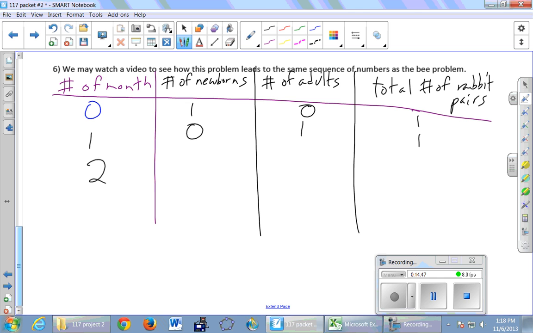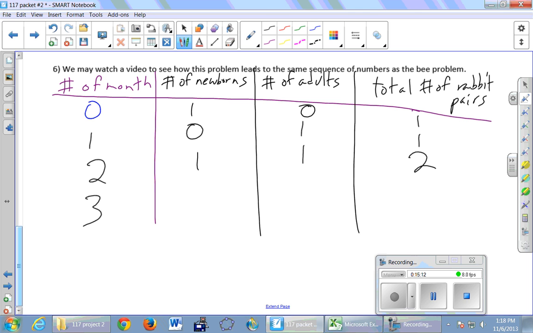They multiply. And so that one pair of adult rabbits gives us a new pair of baby rabbits right there. How many adult rabbits do we still have there? How many pairs of rabbits? We have one pair of adult rabbits, the same from before. So now how many pairs of rabbits are there? There are two. One baby pair, one adult pair. Yeah? Okay, next month.